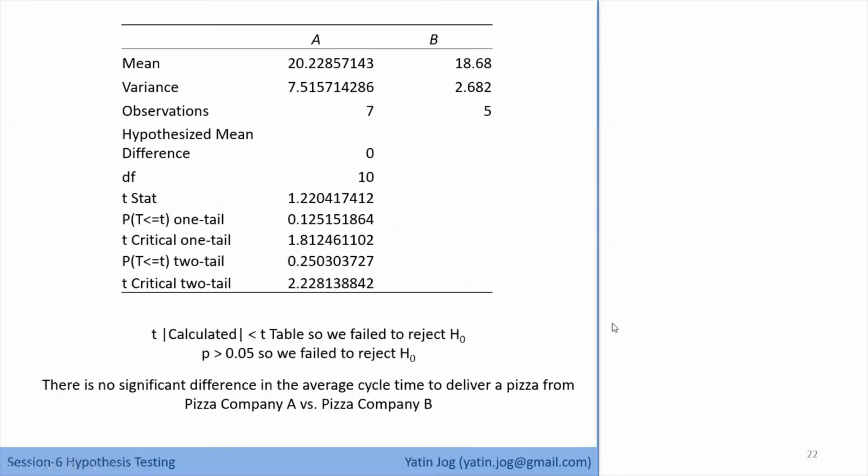That is my conclusion. So there is no significant difference in the average cycle time to deliver the pizza from pizza company A and pizza company B. Both are delivering in almost similar times. The delivery time is almost same. That is my conclusion. Is it clear to all of you? Can we go ahead?